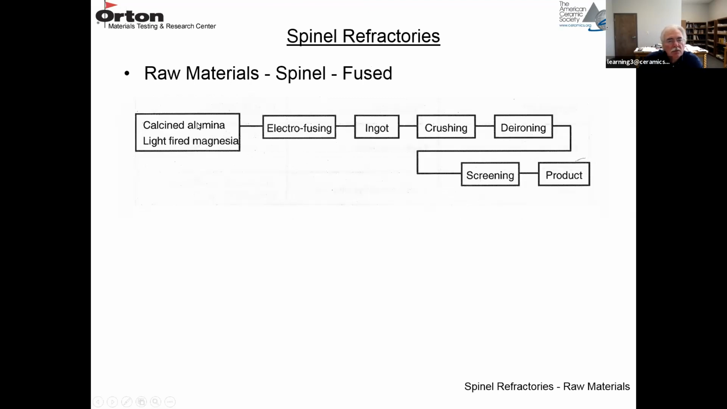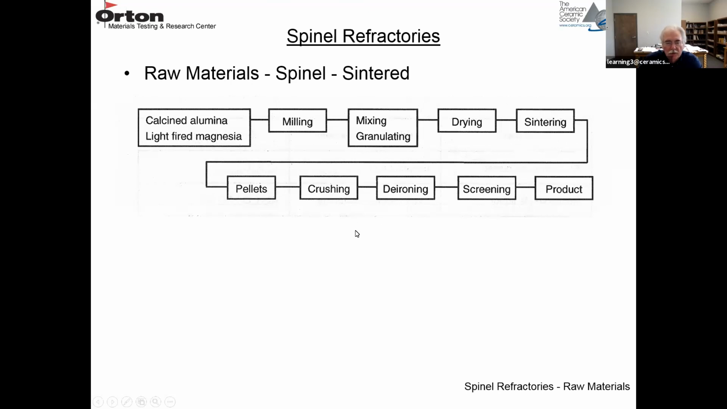The fused spinel, same raw materials, alumina and magnesia. Now they're put in an electric arc furnace and melted. They're poured into ingots. When they're cooled, they're crushed. Iron can be removed again, and they're finally screened into the sizes for the various products. So the fused spinel is basically close to 0% porosity, whereas the sintered spinel has your typical 10, 20% porosity.